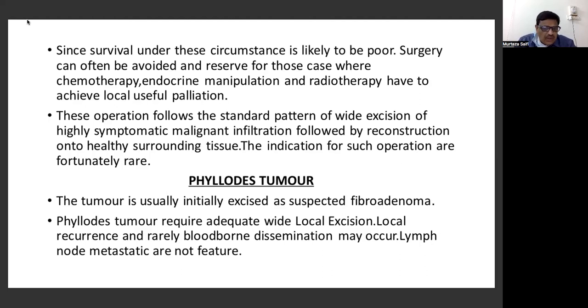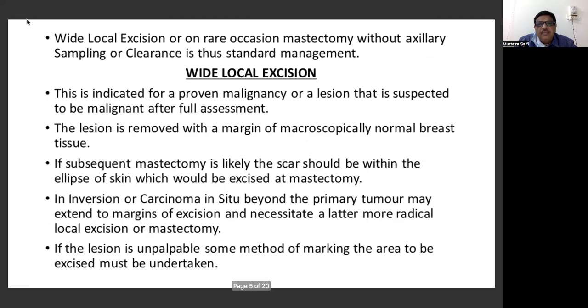Now come on the phyllodes tumor. This tumor is usually initially excised as a suspected fibroadenoma. Phyllodes tumor requires adequate wide local excision; local recurrence and, rarely, blood-borne dissemination may occur. Lymph node metastasis is not a feature of phyllodes. Wide local excision, or rarely occasional mastectomy without sampling or clearing of nodes, is the standard treatment.